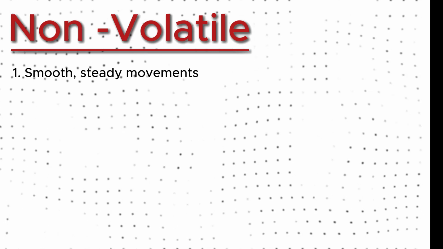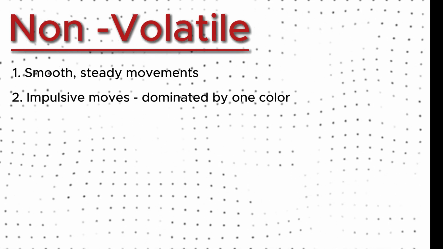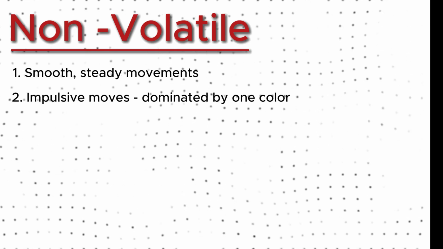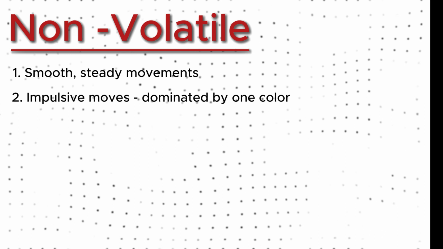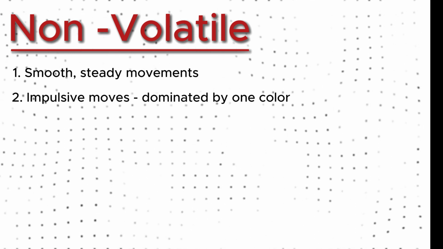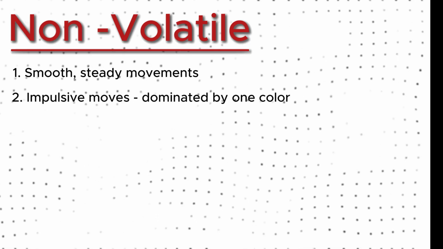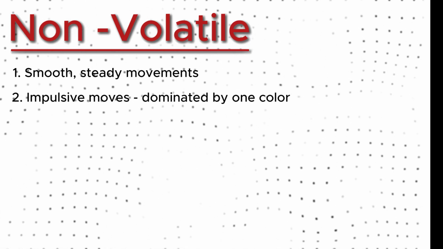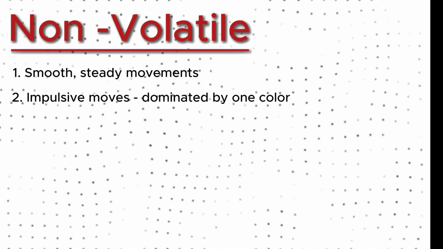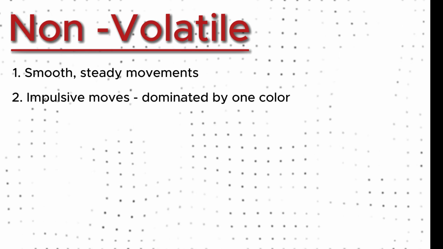Some of the features you'll see for a non-volatile trend will be impulsive moves dominated by one color. This is because the order flow is strictly to one side of the market. There's an order flow imbalance. If the bulls are in control, you typically see green candles and very few red candles. Largely it will be green candles. So when you see a trending move dominated by one color, there isn't volatility around that.